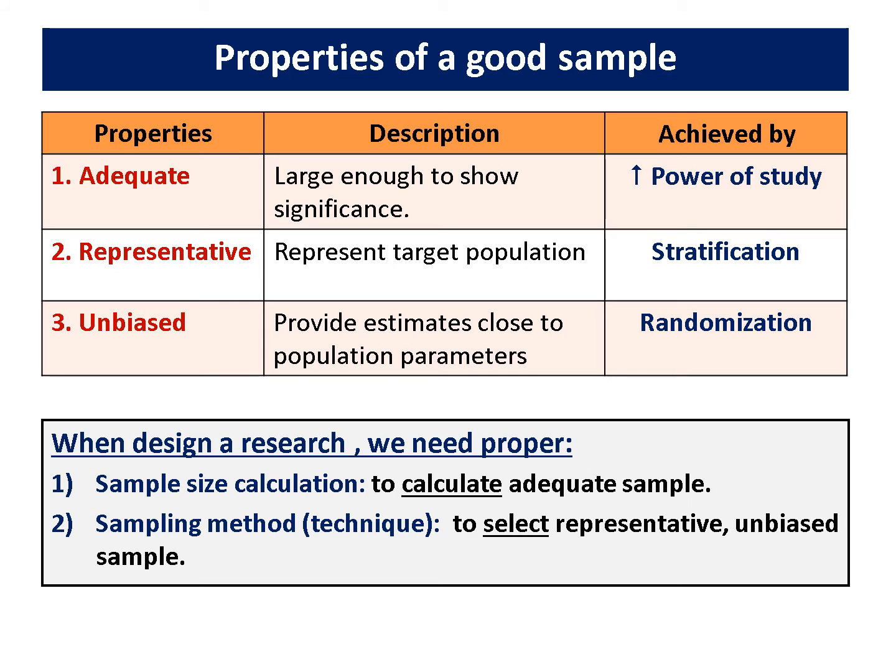Take a representative sample. And also to be unbiased, it means to provide estimates close to the population parameters, as we mentioned before. Estimate means the characteristic of the sample taken has to be close to the population parameter, and we can achieve this through randomization. The last two properties can be achieved by the sampling method, to select a representative and unbiased sample.